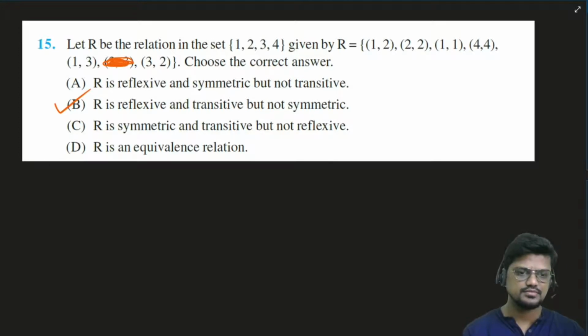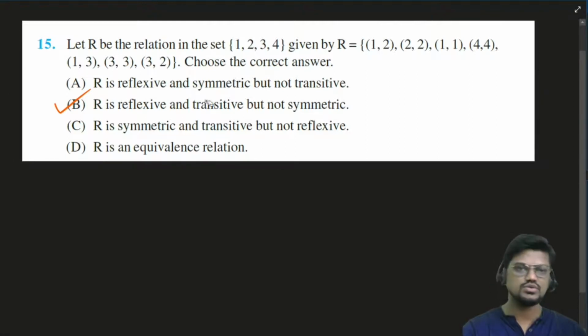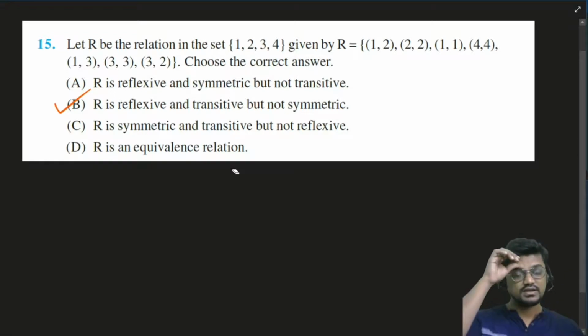Yes, Nisha. Yes, sir, because you said earlier that it should apply to all the elements which is in the set. Yes. Very good, very good. So it applies to all the elements. If 1, 2, 3, 4 is there, then all the elements, that is 1 comma 1, 2 comma 2, 3 comma 3 and 4 comma 4, all of them should be there. Only then it is reflexive, otherwise it is not.